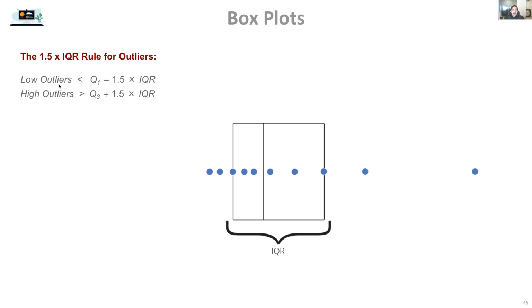So the lower outliers are smaller than Q1 minus 1.5 times IQR, and the high outliers are greater than Q3 plus 1.5 times IQR. This is called the 1.5 times IQR rule for outliers. We then draw lines at the smallest and largest point within this range. Basically, we draw the lines all the way to the last value that isn't an outlier. Those lines define our whiskers.